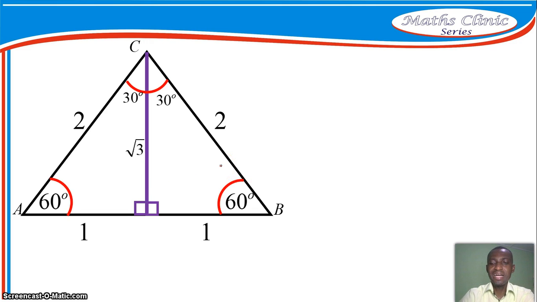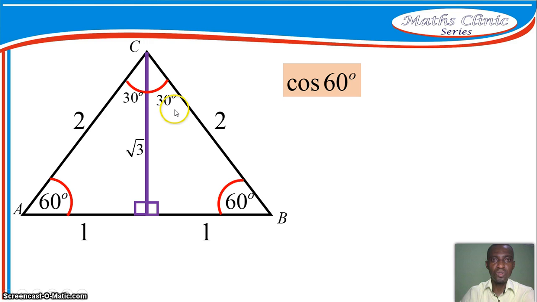Now, if you ask me to find cos of 60 degrees, we know that cos is adjacent over hypotenuse. So 60 is here, its adjacent is 1, and its hypotenuse is 2. So cos 60 should give us 1 over 2. If you put cos 60 on the calculator, you always get 0.5, or half.